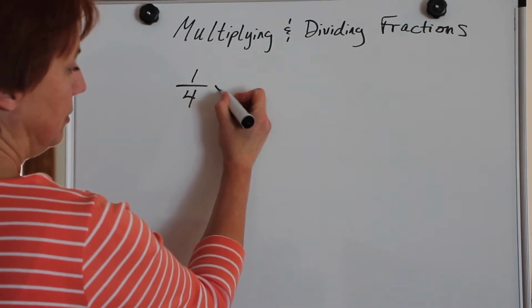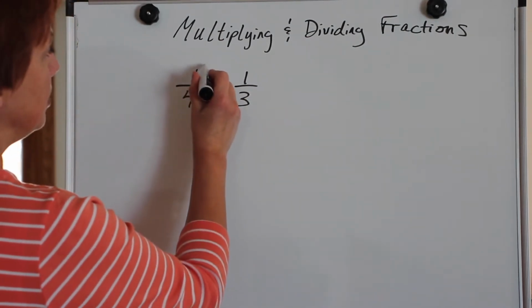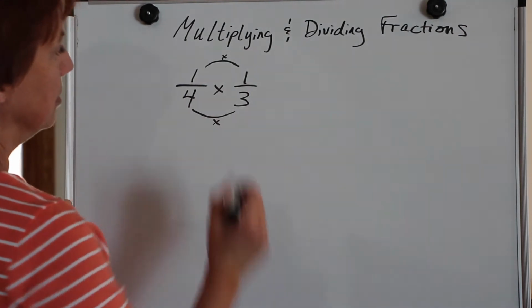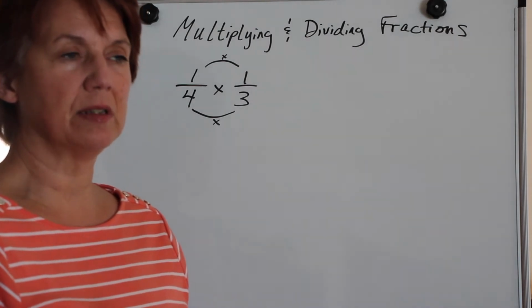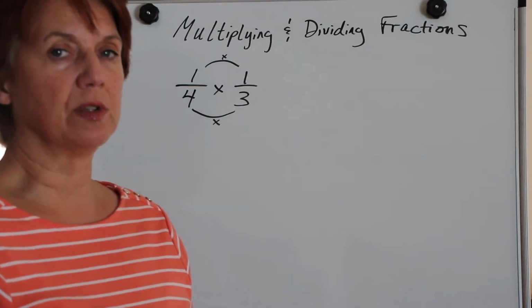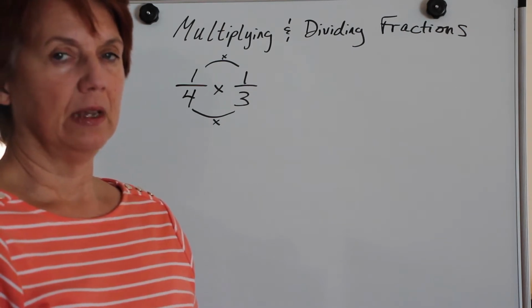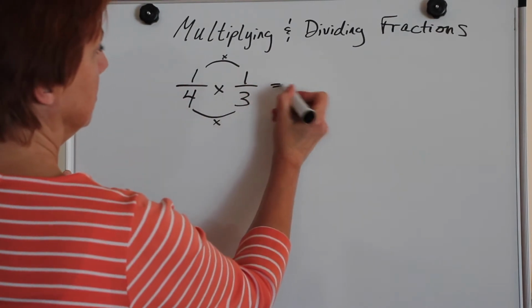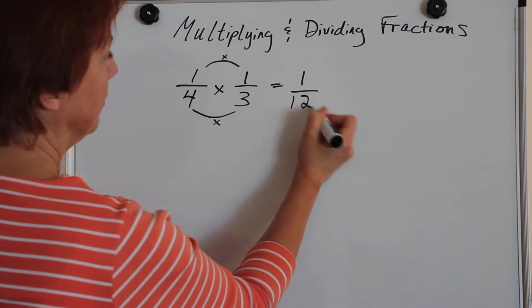So when we're multiplying fractions, what we do is we multiply along the top and we multiply along the bottom. We do not cross multiply, okay? Cross multiplying is something that happens when you have an equal sign, and that'll be the subject of a different video. It's not the same thing, okay? So 1 times 1 is of course just 1, and 4 times 3 is 12.